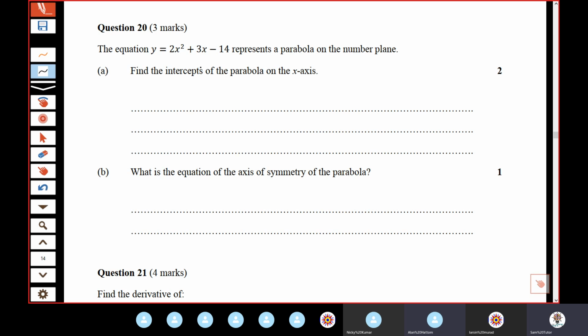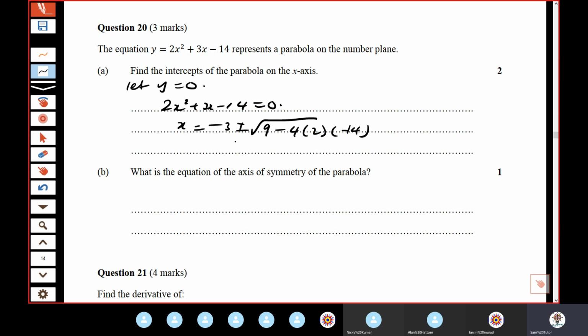All right, find the intercepts on the x-axis. That means let y equal 0. And then x equals minus b plus or minus the square root of b squared minus 4 times a times c, all over 2a. And I'm sure we got that out. You get minus 7 on 2 and 2. Thank you. And what is the equation of the axis of symmetry?